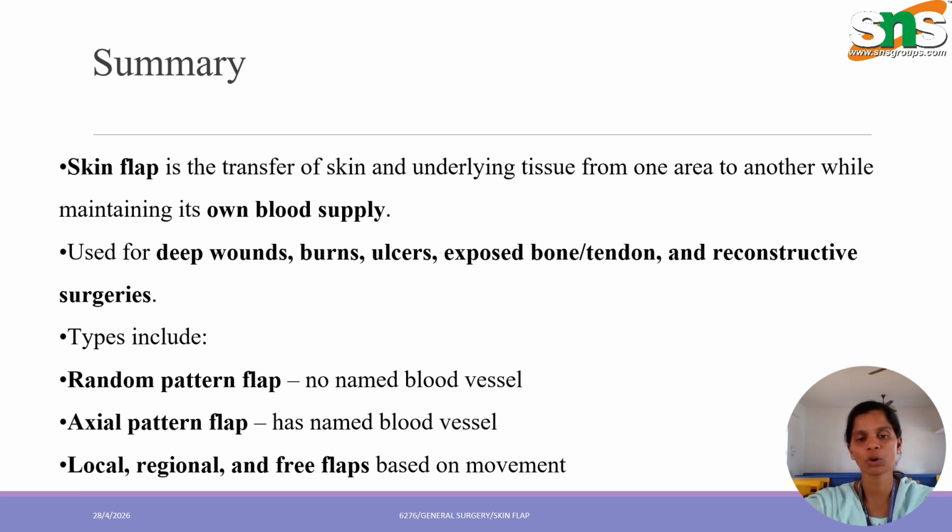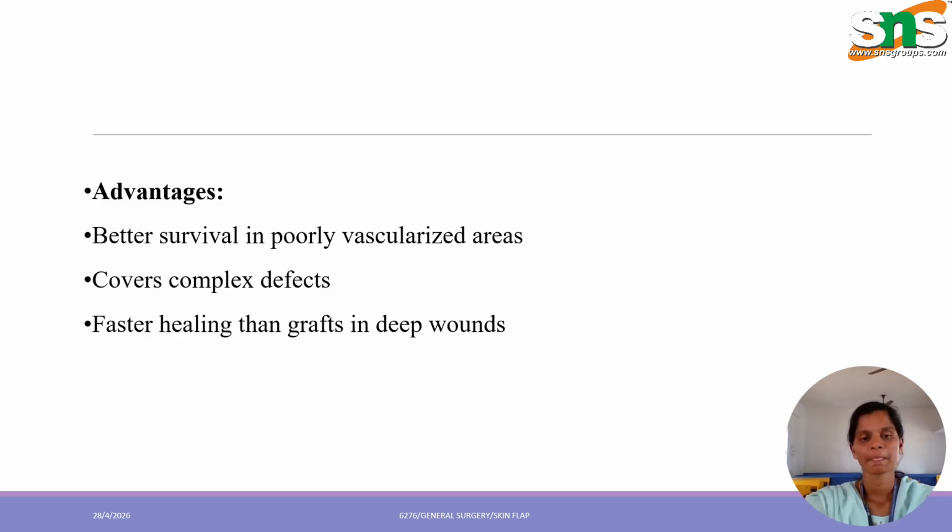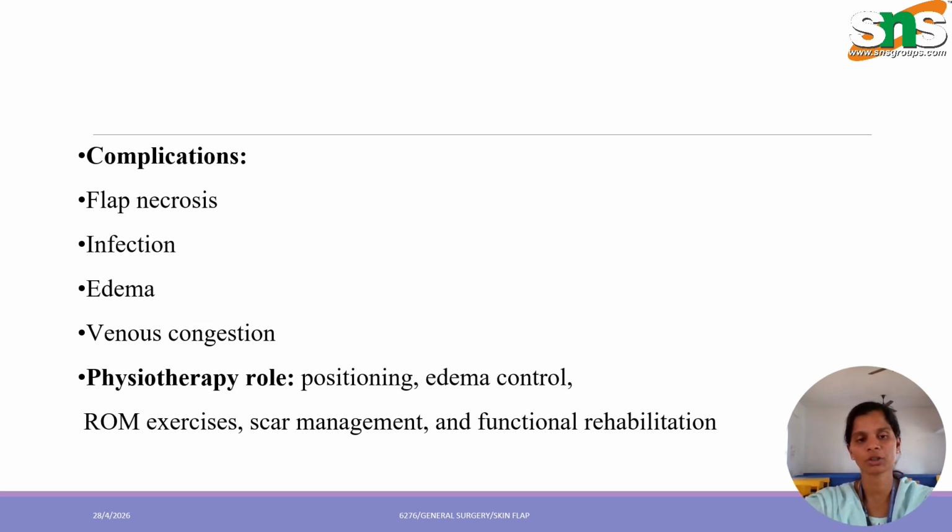Random pattern flap has no named blood vessels. Axial pattern flap has named blood vessels. Local, regional, and free flaps are classified based on movement. Advantages: better survival in poorly vascularized areas. It covers complex defects and gives faster healing than graft in deep wounds. Complications include flap necrosis, infection, edema, and venous congestion. And the physiotherapy role, as I said: positioning, edema control, range of motion exercises, scar massage, and functional rehabilitation.